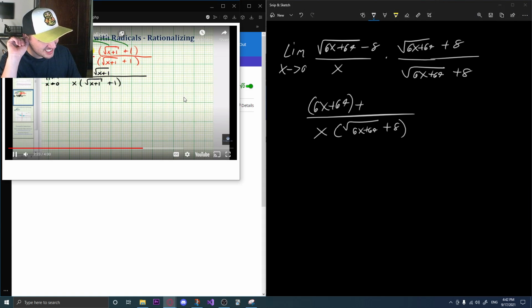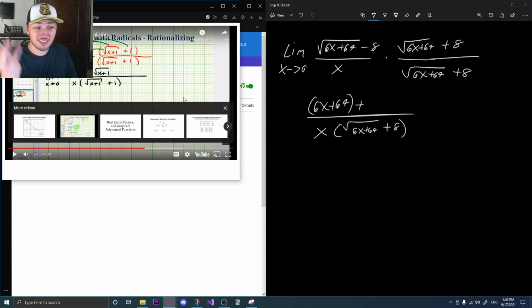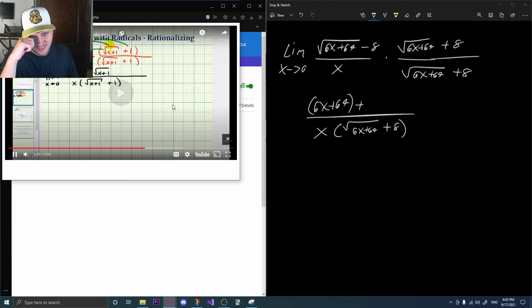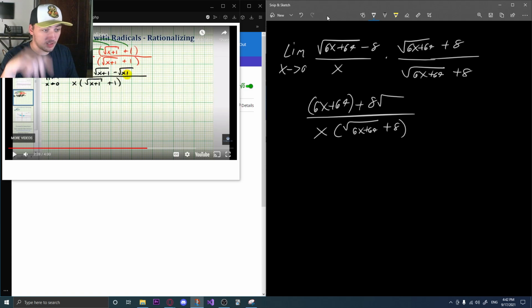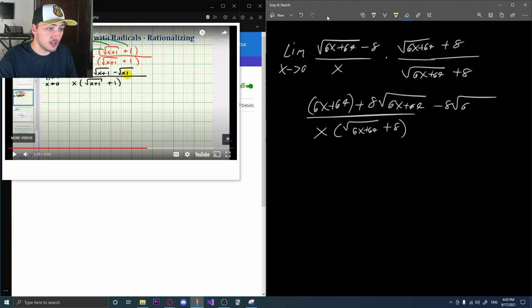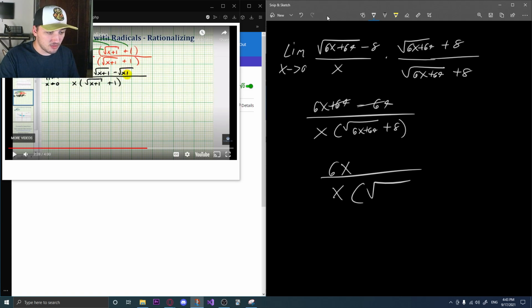But then notice how we have negative 1 times the square root of x plus 1. So then we have minus square root of x plus 1. Well, let's see. 8 square root of 6x plus 64. I think it's going to go away anyway. Minus 8. See, okay, so it goes away anyway. I see. So now it's just negative 64. And in fact, that makes it go away. So now all we have left is 6x all over x times square root of 6x plus 64 plus 8.